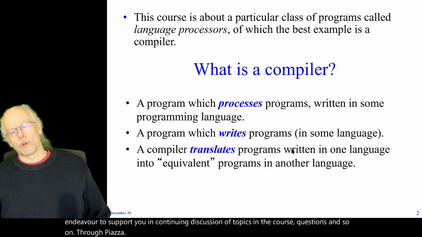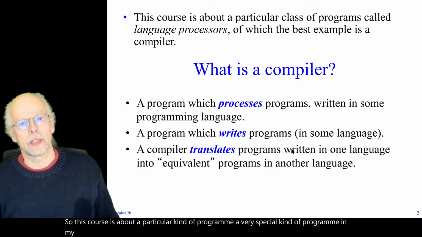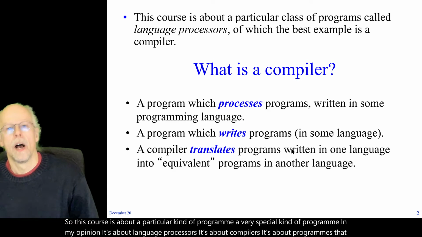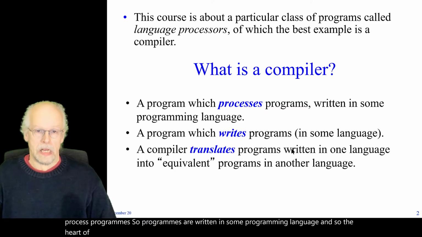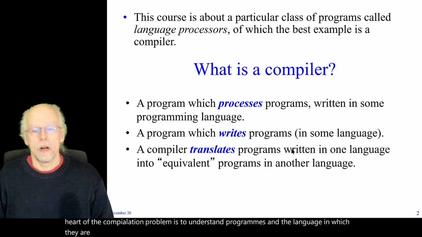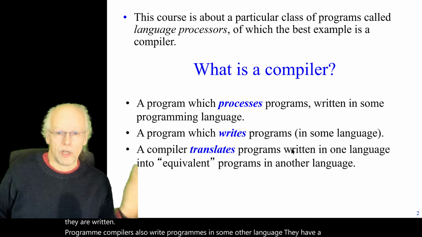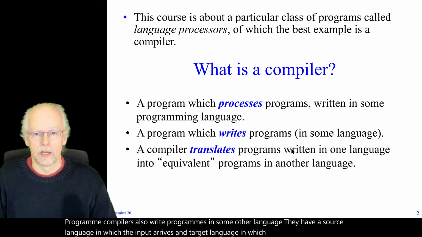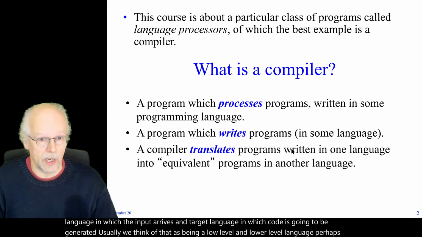So this course is about a particular kind of program, a very special kind of program in my opinion. It's about language processors, it's about compilers, it's about programs that process programs. So programs are written in some programming language, and so the heart of the compilation problem is to understand programs and the language in which they're written. Compilers also write programs in some other language. They have a source language in which the input arrives and a target language in which code is going to be generated. Usually we think of that as being a lower level language, perhaps even assembly code or machine code.